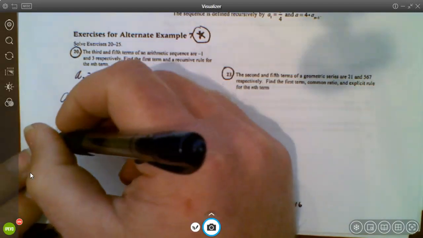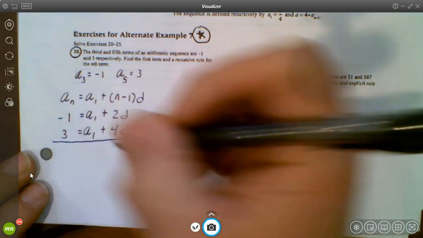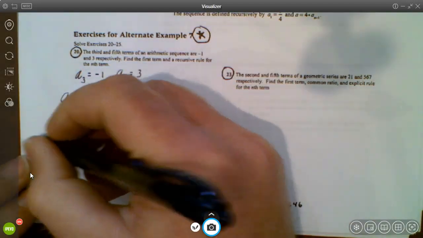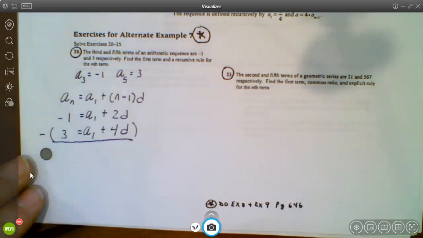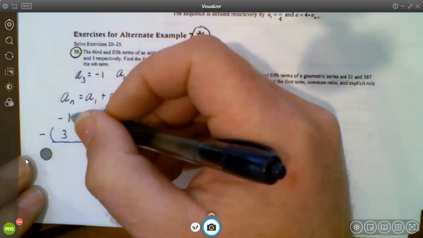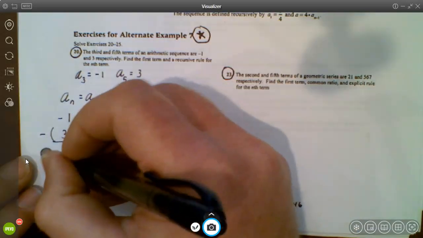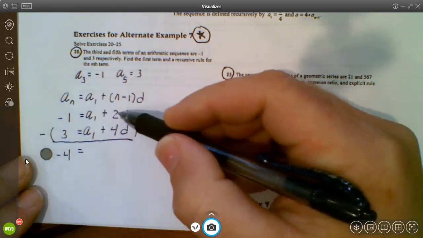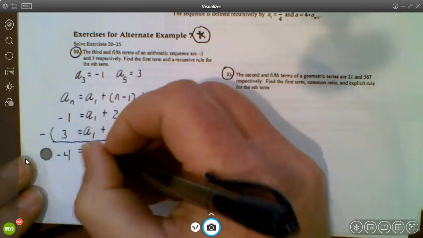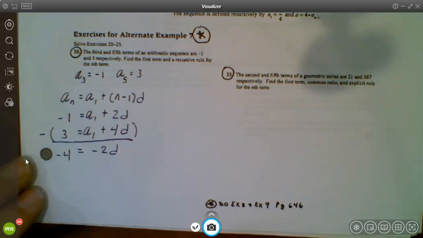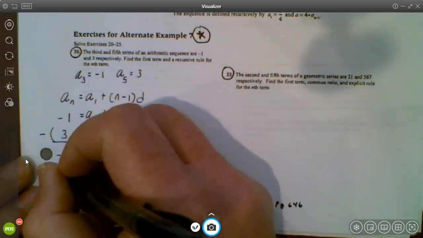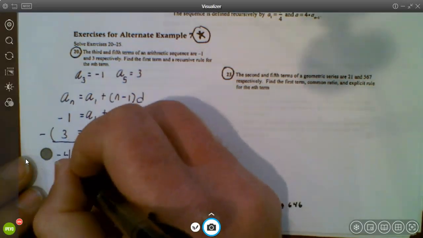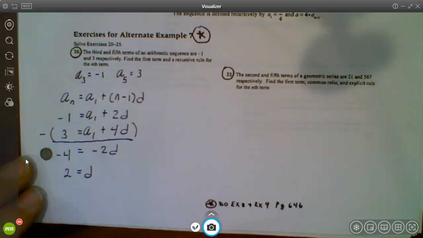I can simply solve that system by elimination. I'm going to subtract everything straight down and let those a1s get eliminated. So if I did -1 minus 3, I get -4. These guys cancel. 2 minus 4 is -2d. Divide both sides by -2. And we get +2 is our common difference.